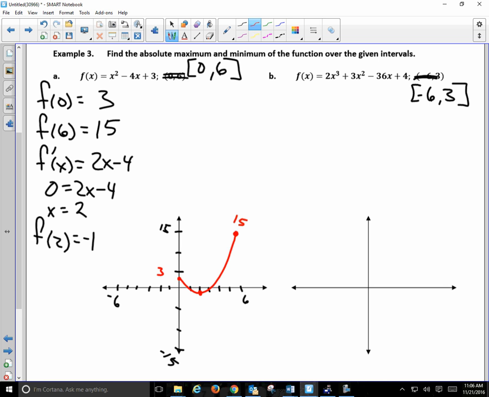And so now we can confidently state what our absolute max is and our absolute min. What is our absolute maximum? 15. And what is our absolute minimum? Negative 1. Negative 1 is also a local minimum.